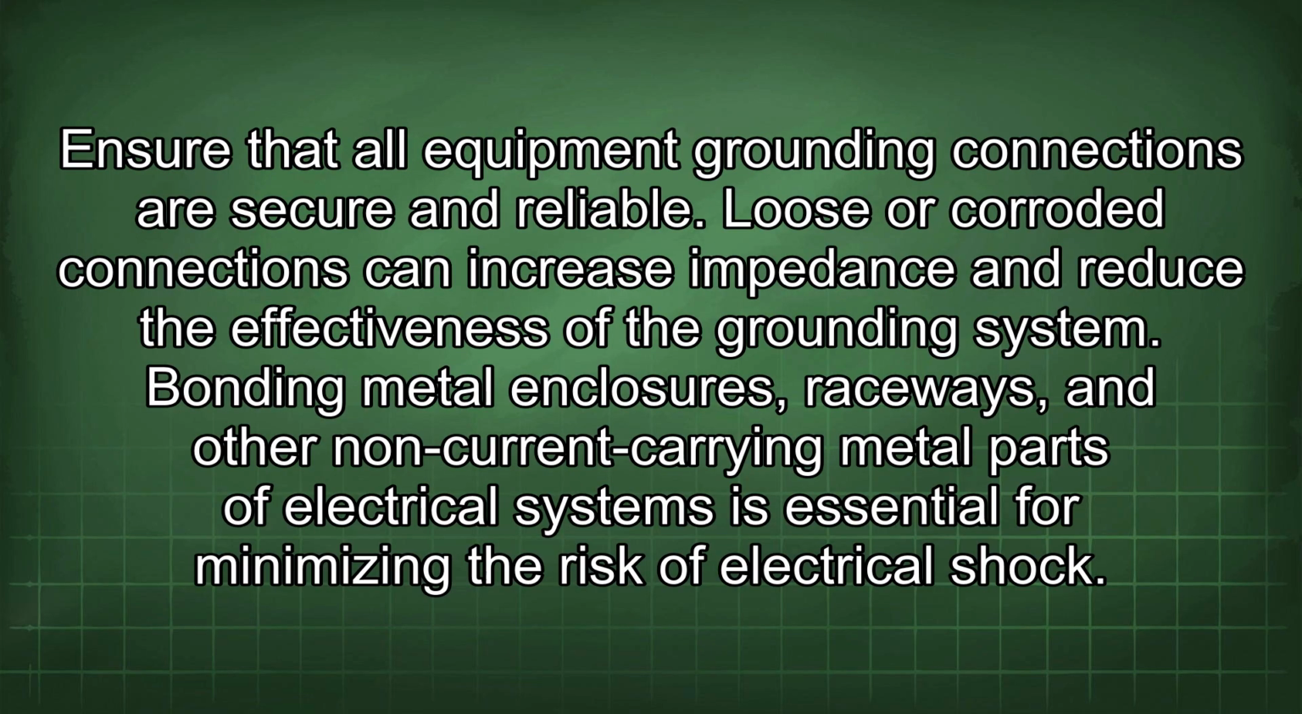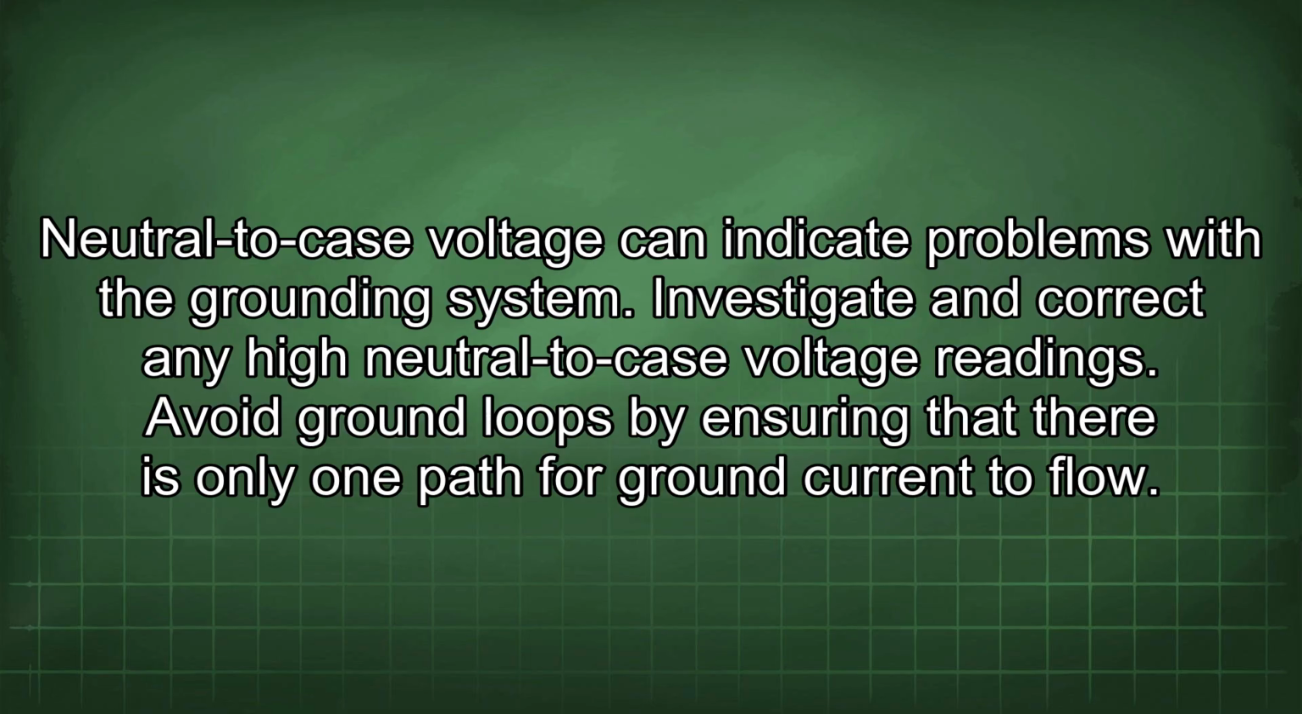Ensure that all equipment grounding connections are secure and reliable. Loose or corroded connections can increase impedance and reduce the effectiveness of the grounding system. Bonding metal enclosures, raceways, and other non-current carrying metal parts of electrical systems is essential for minimizing the risk of electrical shock. Neutral to case voltage can indicate problems with the grounding system. Investigate and correct any high neutral to case voltage readings.